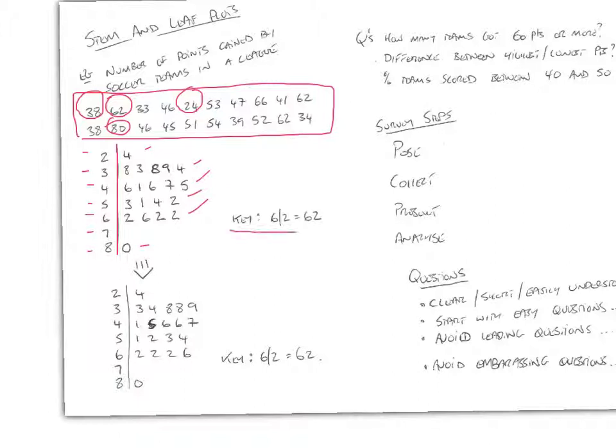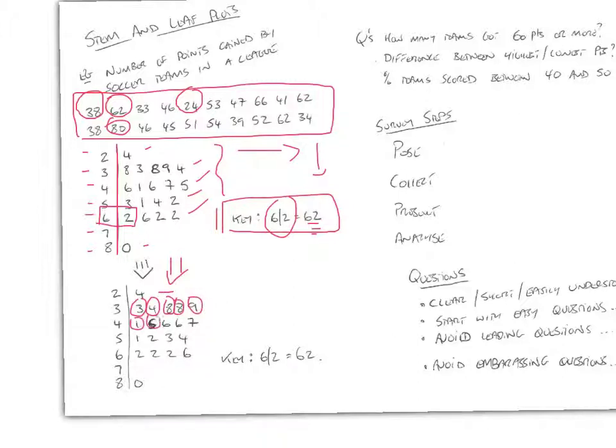And don't forget to put your key, and this key tells us that when we see something like 6 and 2, that actually means 62. So this first run, if you like, we just throw the data down as we see it and as we meet it, going along the line, left to right and top to bottom. But then we move on to here, where we've put the data in correct numerical order. So the first piece of data is 24, then it's 30, 33, 34, 38, 38 again, 39, 41, 45, and so on to 80.